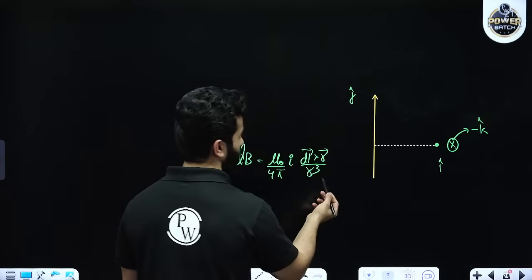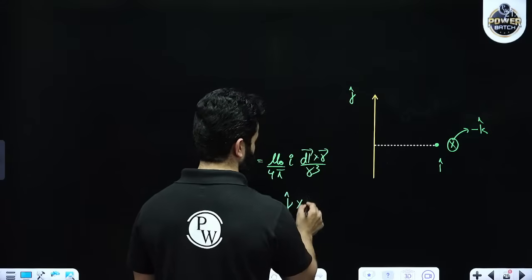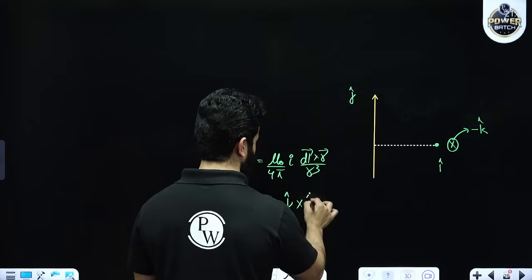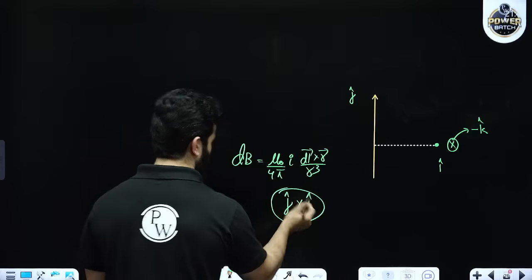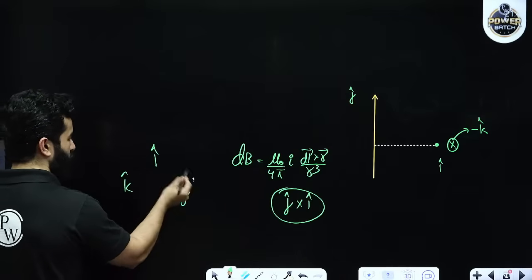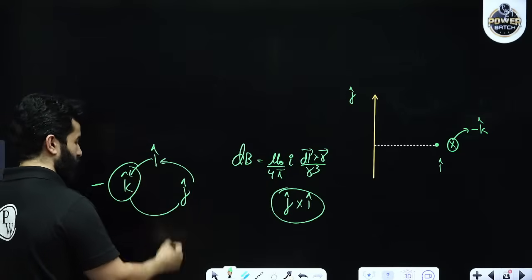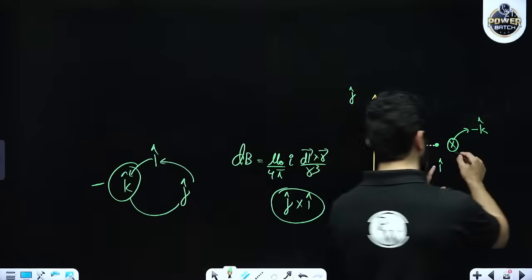So dl over here, that means the current element is in J cap, cross r is in I cap, right? So J cap cross I cap, again I cap, J cap, K cap. So J cap cross I cap will be in minus, because you are moving in anti-clockwise direction. Okay? So this will be in minus K cap correctly.